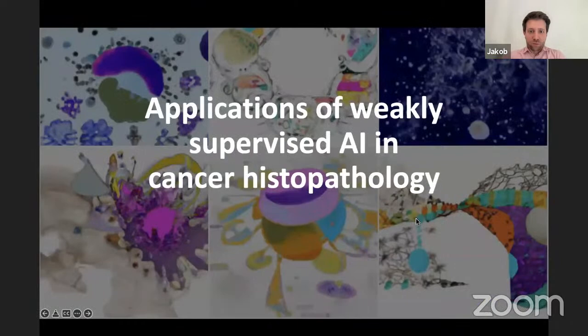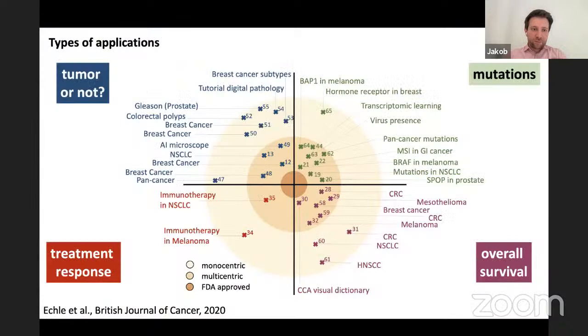What can we use this for? Many people are working in this field of weakly supervised computational pathology right now, and there are basically four types of applications that people use this for. First is just to detect whether tumor is present on the slide or not. For example, in a biopsy of a prostate, we want to tell: is there any tumor tissue on it, yes or no?